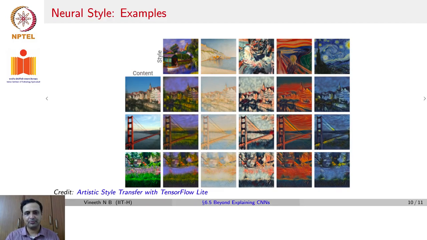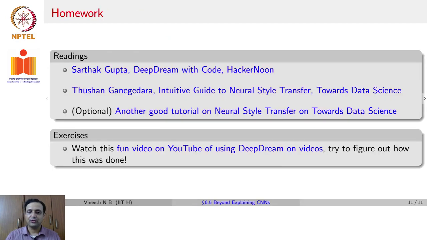So if you'd like to understand this more, there are a couple of interesting links here which give you an intuitive understanding of neural style transfer. Both are on the towards data science links, and there's also a nice understanding of deep dream on HackerNoon with the code provided. And an interesting exercise for you is going to be to watch this fun video on YouTube on doing deep dream on videos.